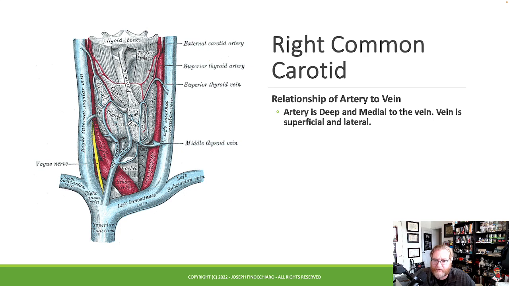Now, a quick way to remember what is superficial and what is deep, what is on top and what is on the bottom. I call it the belly button rule. If it is belly button up, the vein is superficial and the artery is deep. Belly button up, the vein is first, the artery is second. Belly button down, it's the opposite. The artery is superficial and the vein is deep.